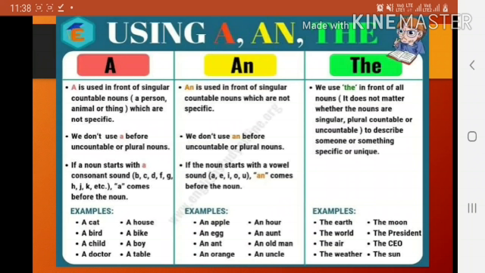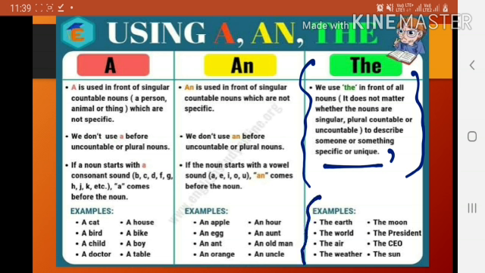Now see the use of the. Now where to use the? We use the in front of all the nouns. It doesn't matter whether the nouns are singular or plural or countable or uncountable. ये कोई मैटर नहीं करता है कि वो नाउन प्लूरल है, सिंगुलर है, काउंटेबल है, अनकाउंटेबल है. To describe something or someone specific and unique, कोई भी चीज़ को स्पेसिफिकली बताने के लिए we have to use the article, the definite article the.